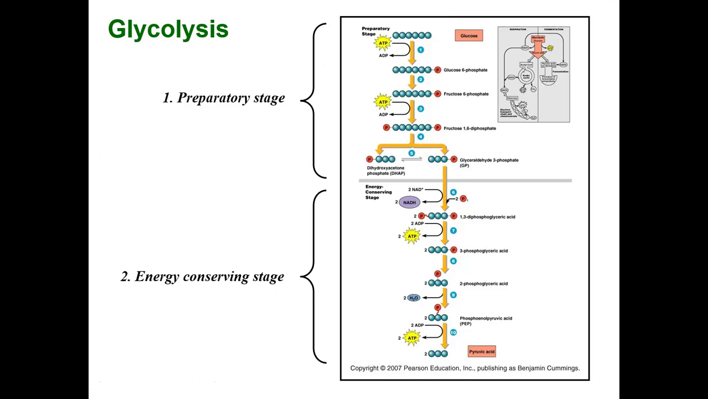Along the way, here we're making the NADH, and then we're making ATP, 2 of them, and 2 of them here. But to get glycolysis to run, you do have to put in 2 ATP. So our net gain of ATP from glycolysis is plus 2. Any question about any of that?